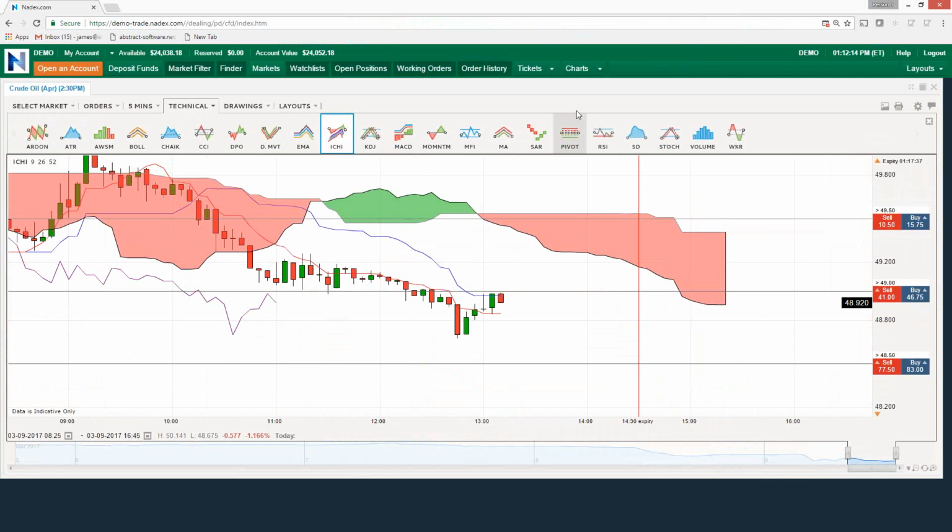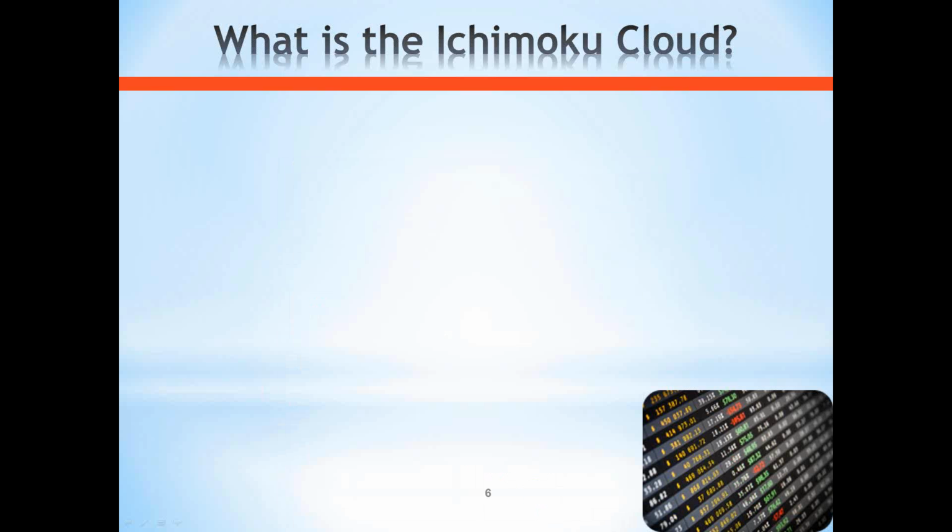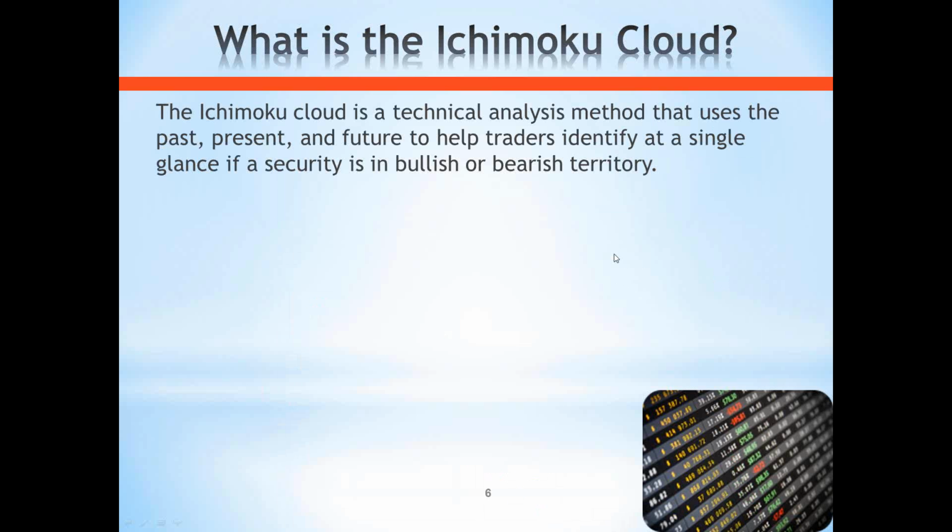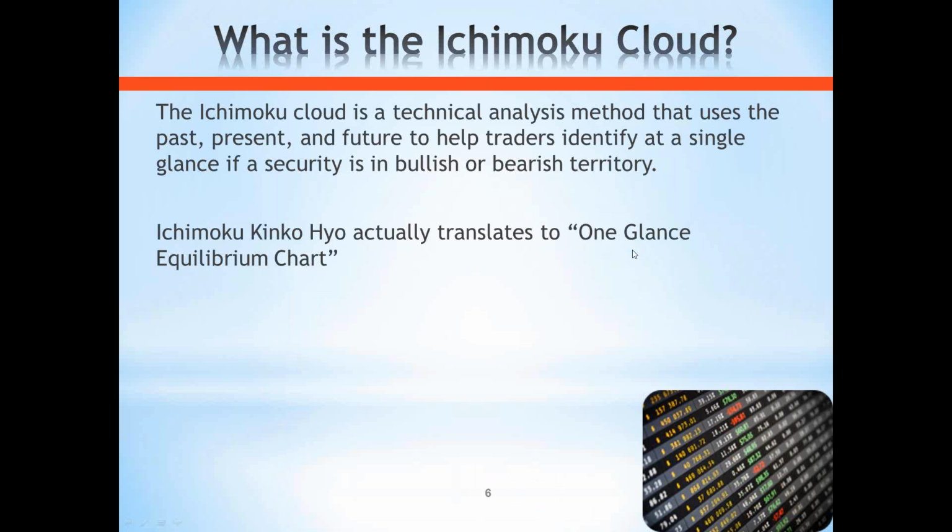We're going to go over some examples and show you guys what the levels look like using a chart that I took from a different platform, and the only reason I did that is because I want you guys to be able to see it really clearly here in the webcast environment. But the Ichimoku cloud is simply a technical analysis method that uses past, present, and future levels to help traders identify at a single glance if a security is in bullish or bearish territory. Okay? The Ichimoku Kinko Hyo is the full Japanese name of the study, and it actually translates to one-glance equilibrium chart.